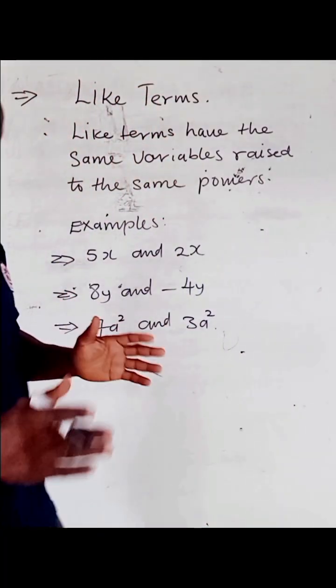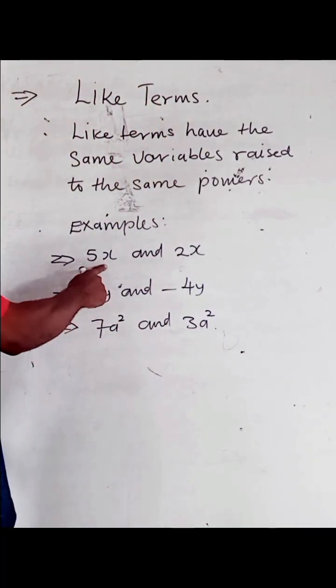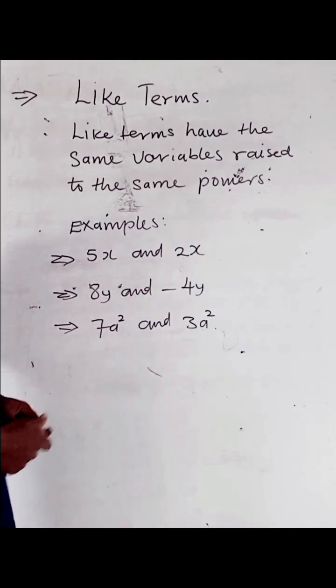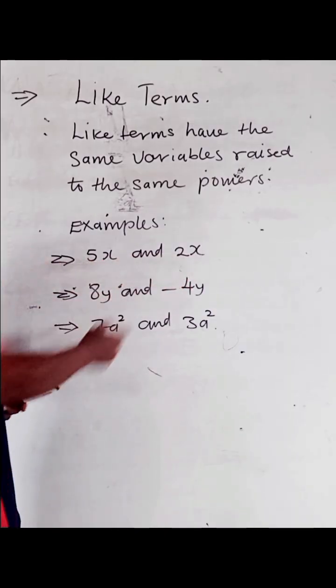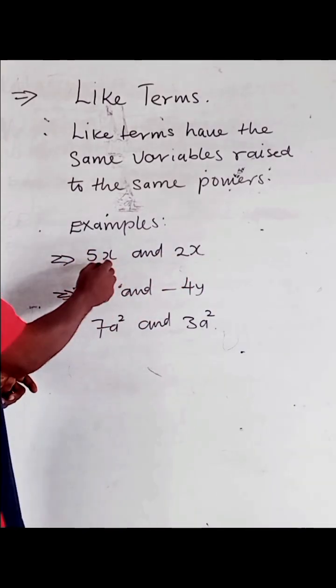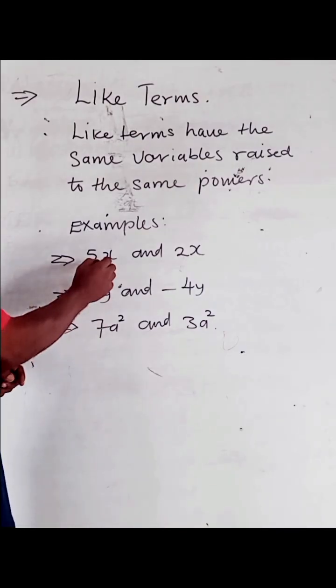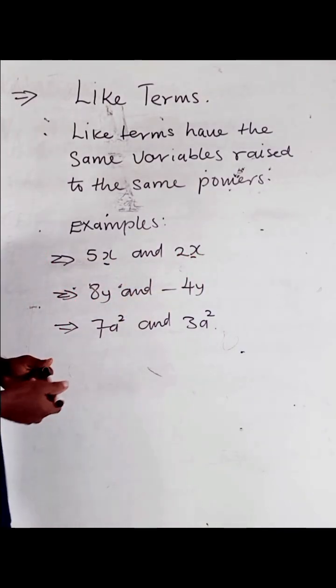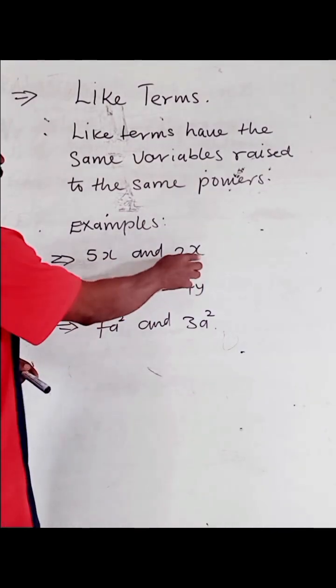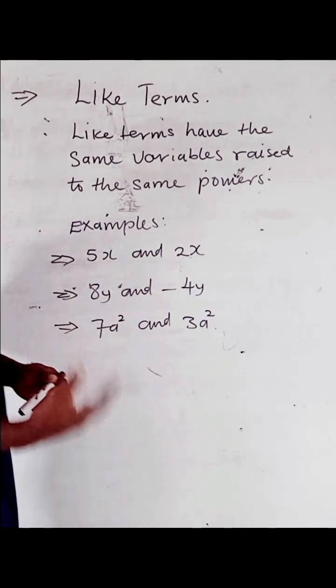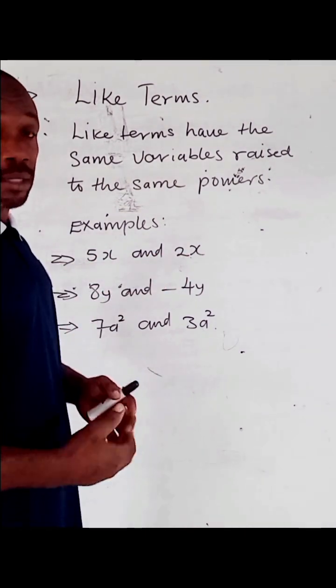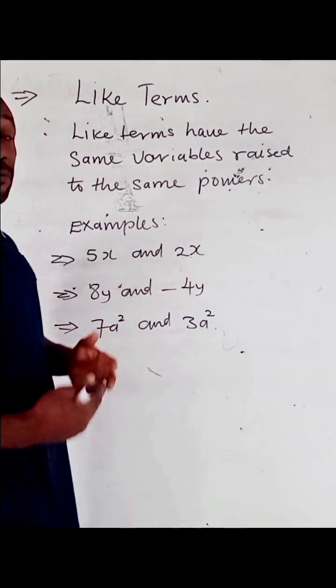So let's look at some examples. Here we have 5x and 2x. Now these two expressions have similar variables. The variable here is x and the variable here is x. Therefore, we can say that these two terms are like terms. They are alike because they contain the same variables.